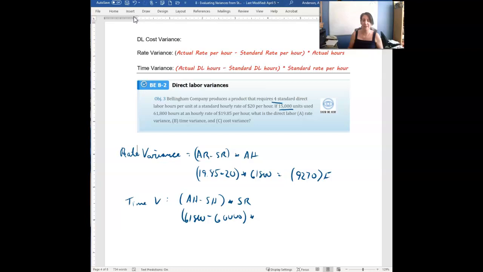The standard rate, we said, is $20 an hour. So that winds up being a $36,000 unfavorable variance, which makes sense because people took way more time than you expected them to. So maybe it was that you hired less skilled workers, paying them less money, and they took longer to do the job. That would be a pretty reasonable explanation. And the overall variance together is those two, 26,730 when we add these two together, and that would be unfavorable.